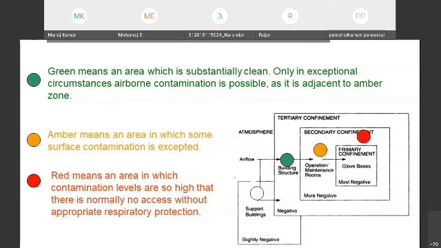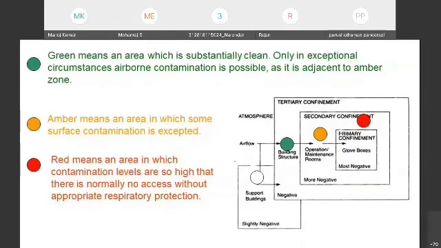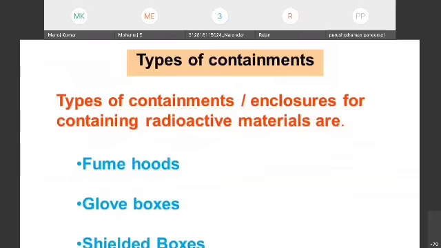There is no safety involved, because maximum radioactive material will be placed in this area only. How the safety of the person working is ensured is basically with the help of the pressure difference, which we'll see in the next consequent slides.